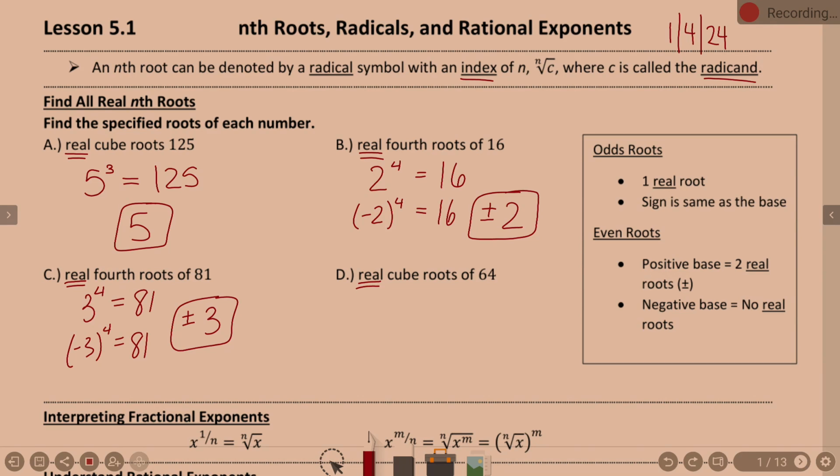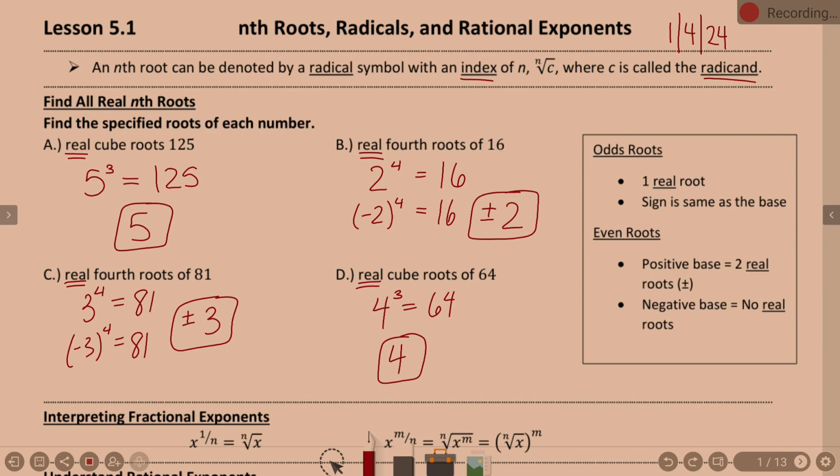4 times 4 is 16, times another 4 is 64. Only answer? Yeah. This time it is the only answer because we're back to an odd power, yes? So my only cube root is 4.